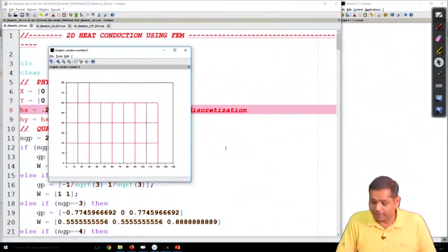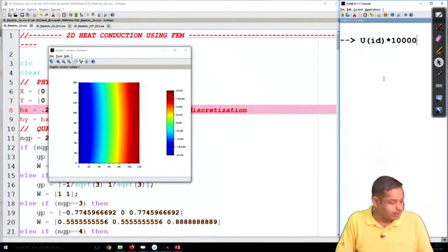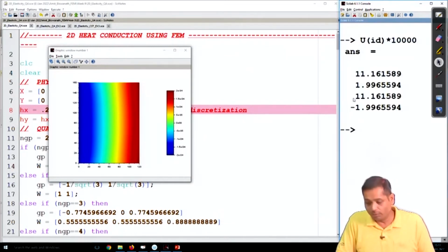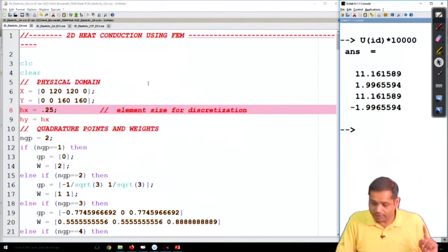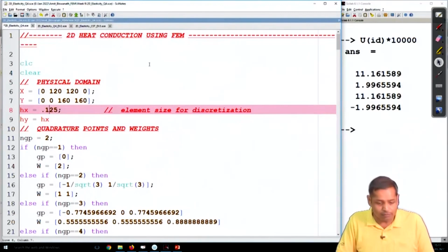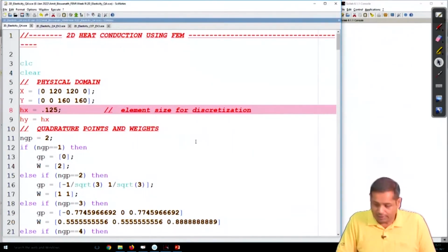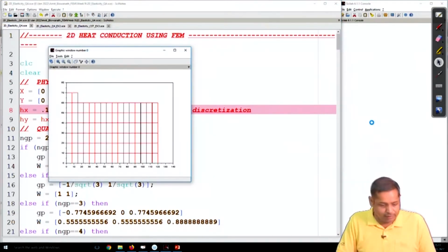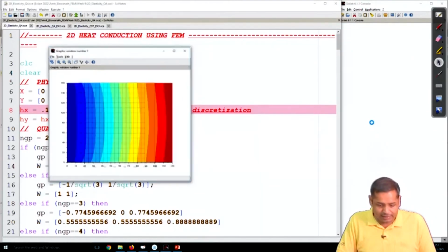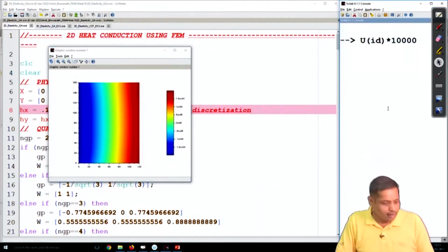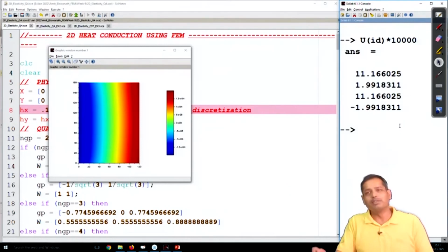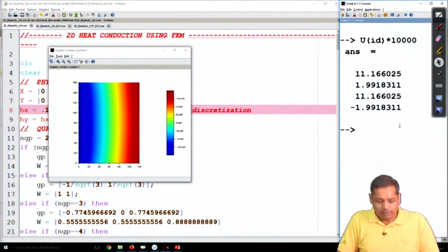If we further discretize it and check the result, this is almost the same. Lastly, we will discretize with 0.125 and check the result, and see whether any further change in the solution is happening or not. We see that the result is almost similar, so we can say that this is our converged result.